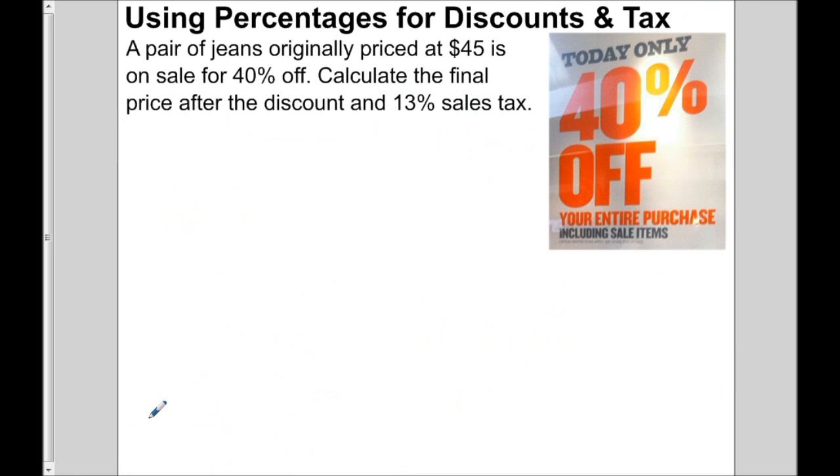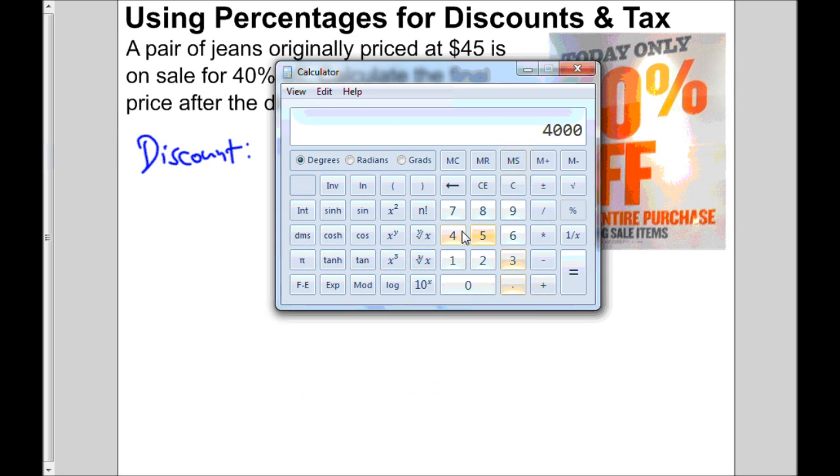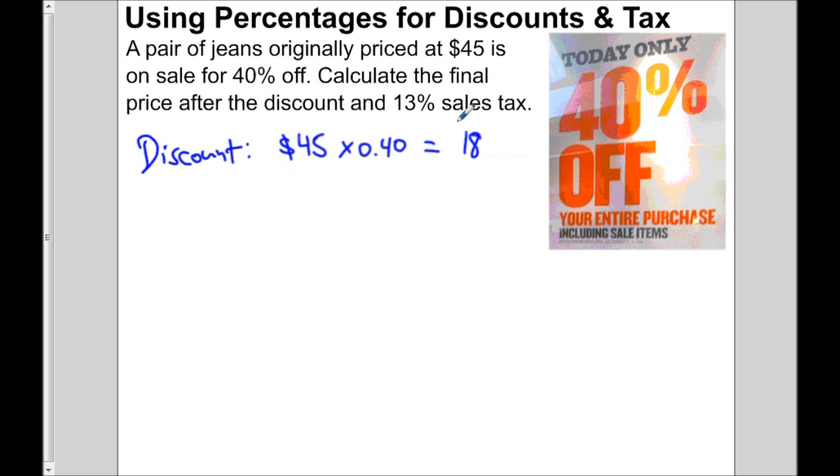So let's extend the use of percentages to discounts and taxes. Here's a situation. A pair of jeans, which were $45, are on sale at 40% off. We want to know what the price is after the discount and 13% sales tax. So we're going to start with the discount calculation. It's $45, and I want to know what the 40% off is, so I'm going to multiply that by 0.40. 45 times 0.4, I get $18. So that's the amount that is off.